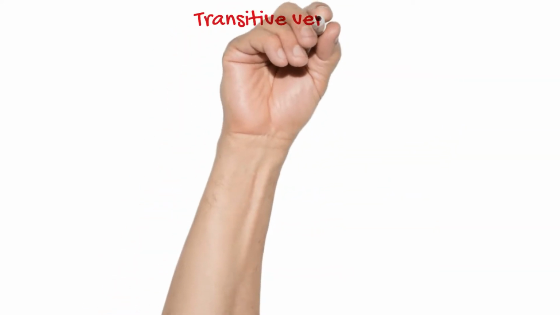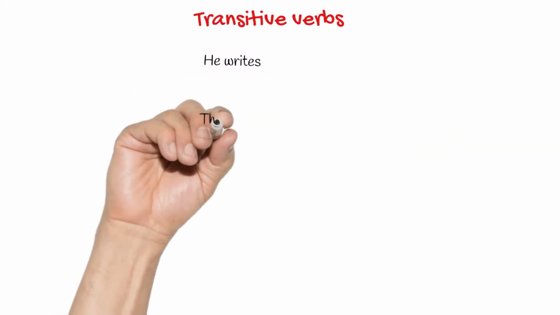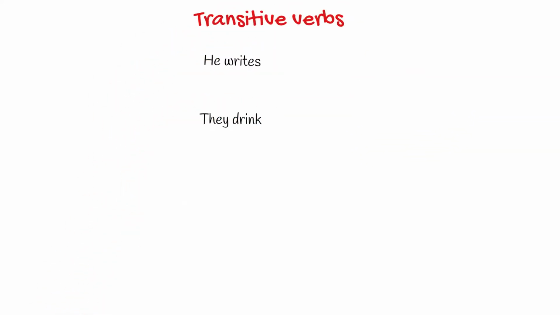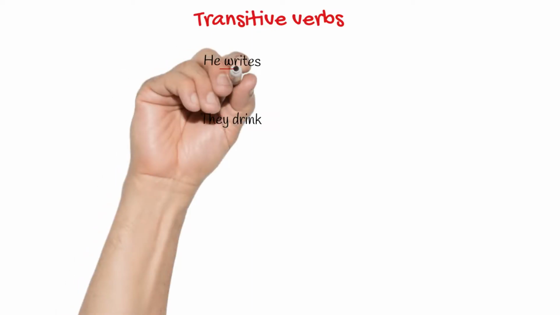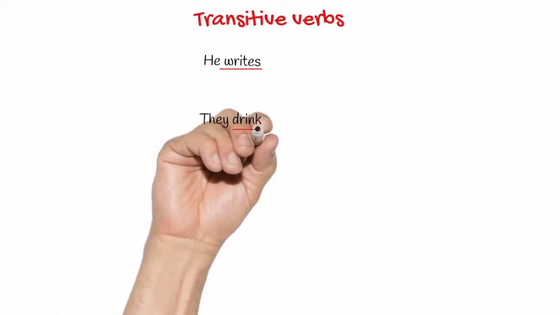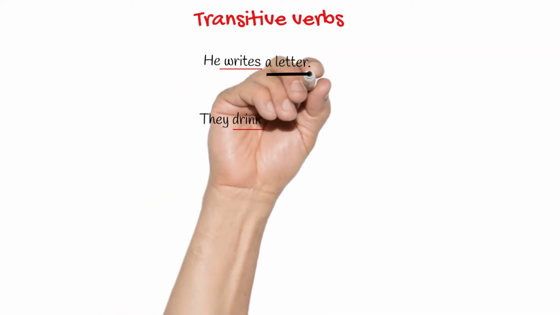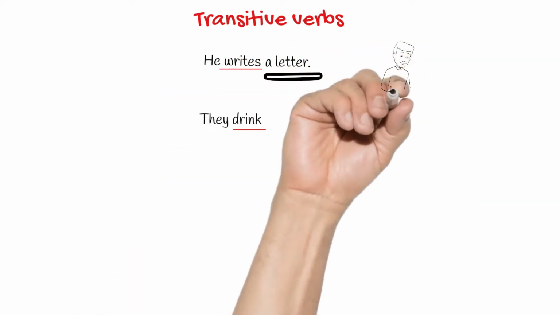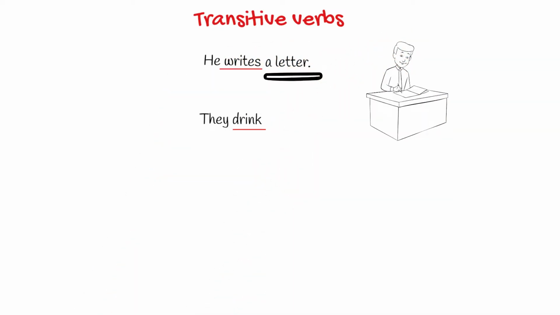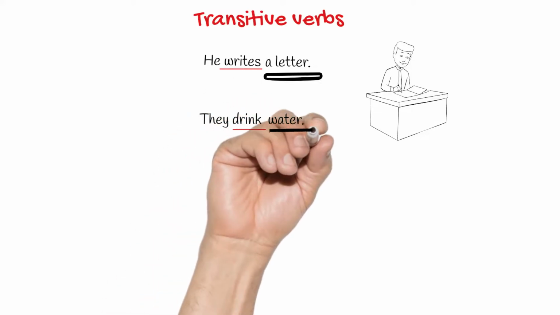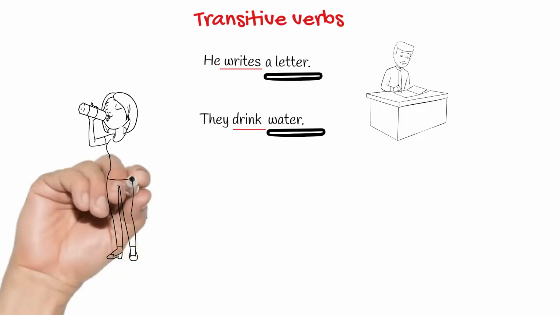Friends, can you identify the verbs in these statements? The verbs are writes and drinks. Here, the verb writes transfers its action to the letter. Similarly, the verb drink does to the water.